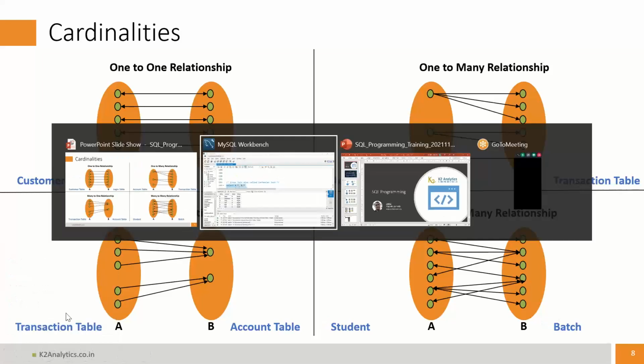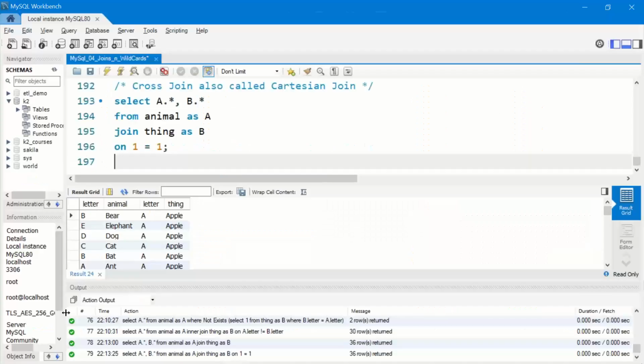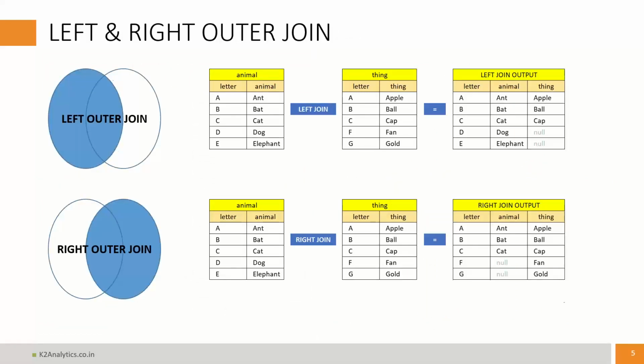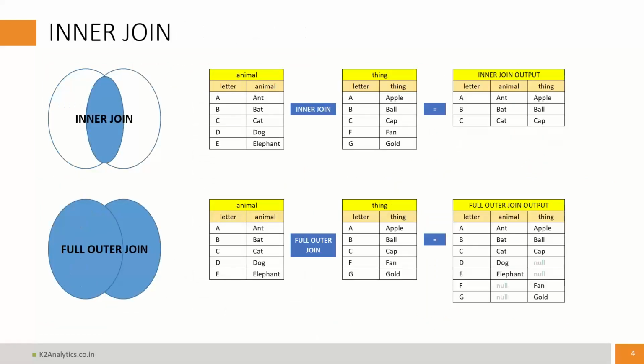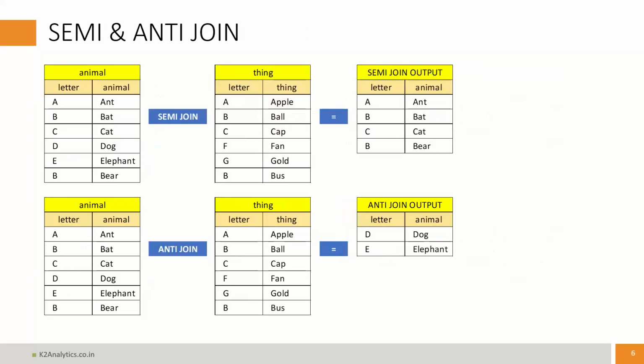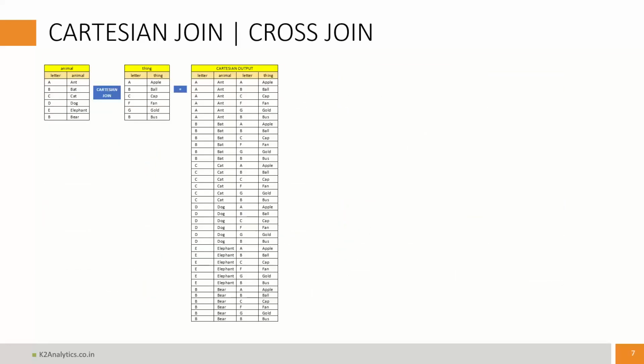Great. Let's just summarize what we have learned. We have learned cardinalities, different types of cardinalities: one to one, one to many, many to one, many to many. And we have learned various types of joins: inner join, full outer join, left outer, right outer, semi, anti, and Cartesian join.